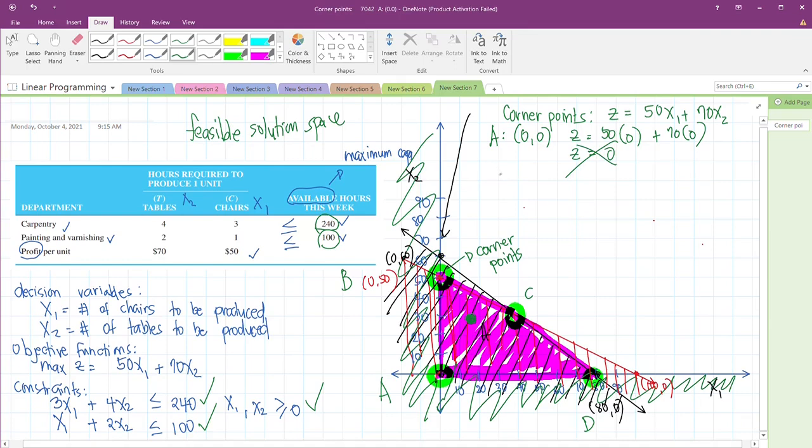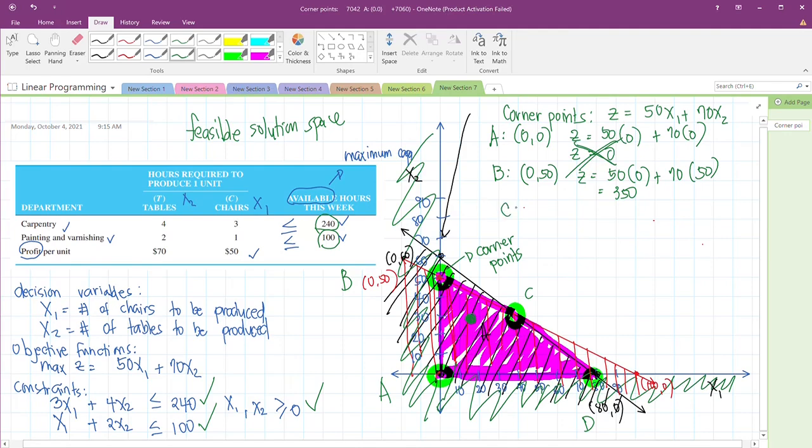objective function. So, sa letter B naman, ang ating corner point is 0, 50. So, Z is equal to 50 times 0 plus 70 times 50. So, ang sagot dito ay 350. Okay? So, since mataas siya sa 0, so, pipiliin mo yung 350. Okay? Pero hindi pa tapos kasi meron pa tayong dalawa pang corner points.